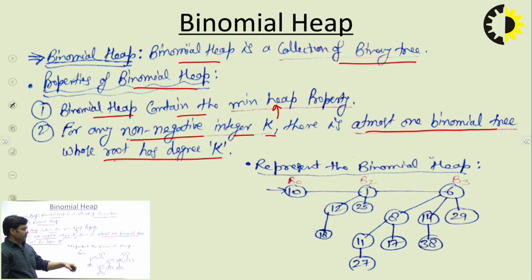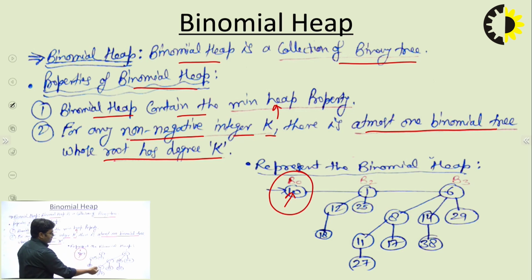So there is a figure given in which there are B0, B2 and B3. There are 3 binomial trees connected together, making it a binomial heap. This one has only one node, which means level 0. It is the binomial tree of level 0, that is B0.